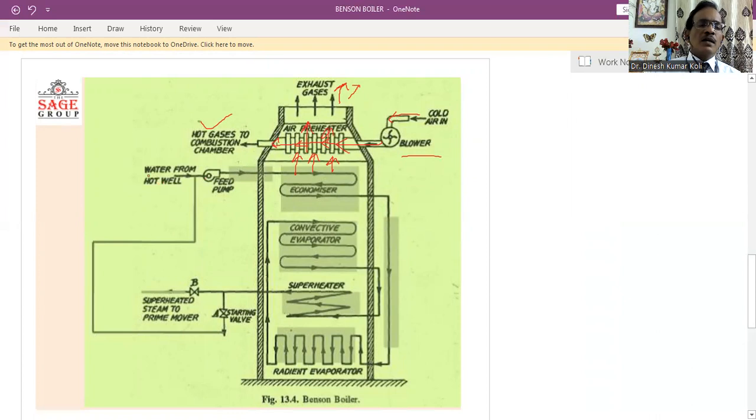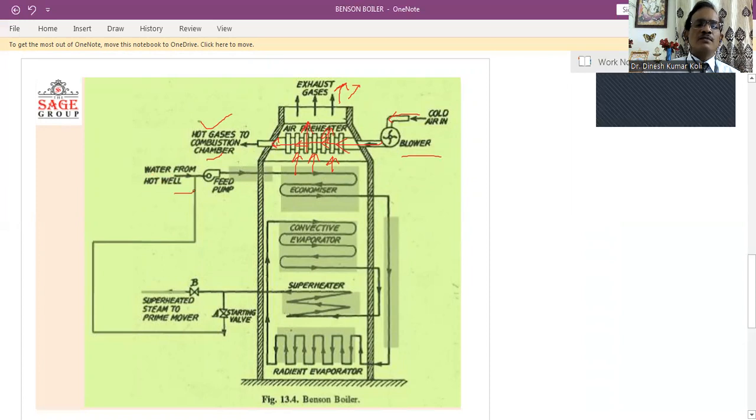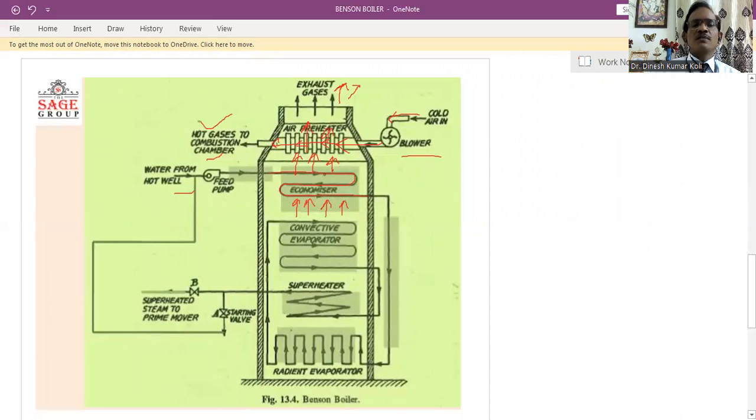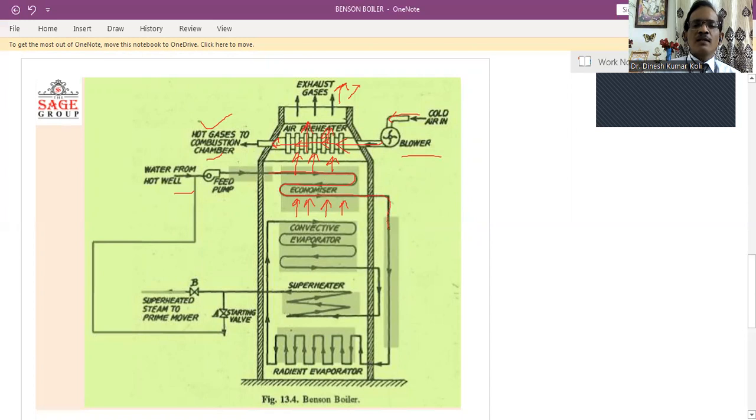Now here there is a feed pump, and this feed pump takes water in, and then this water passes through the economizer section here. As we can see, hot gases are moving upward, so the hot gases give heat to the water passing through this section. Then this water, after getting heat in the economizer section, follows this passage and passes through this section, which is called the radiant evaporator.